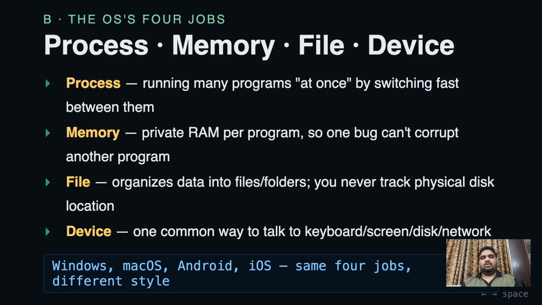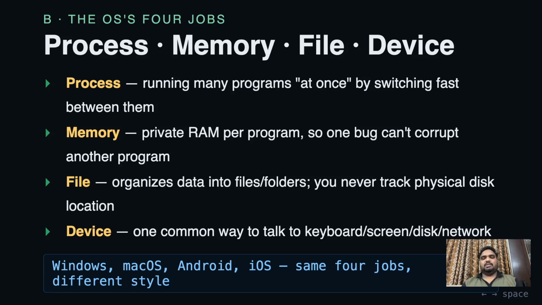The OS is a traffic cop between program and hardware. Now let's look at the operating system's four jobs. Let's make the traffic cop concrete. Four actual jobs. First, process management: running many programs at once by switching between them so fast it looks simultaneous. Even on a single CPU core, we are not able to distinguish that we are running one thing at a time.